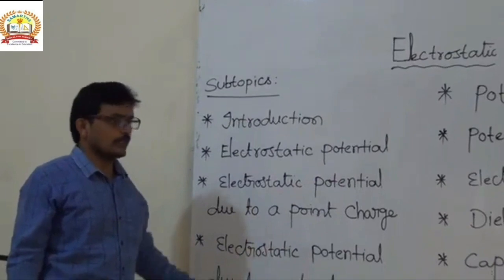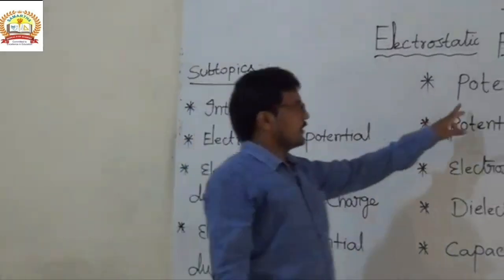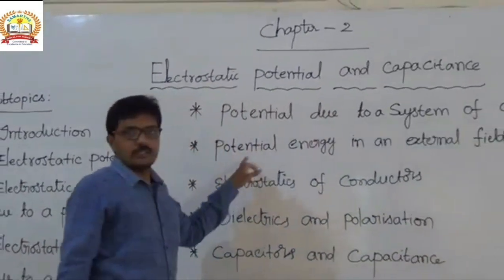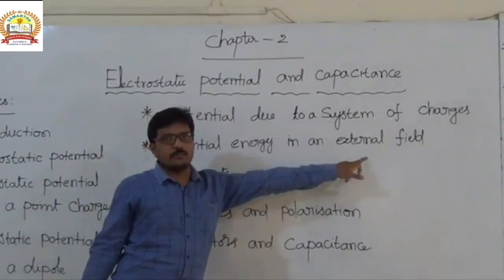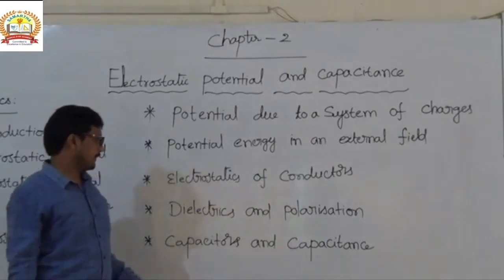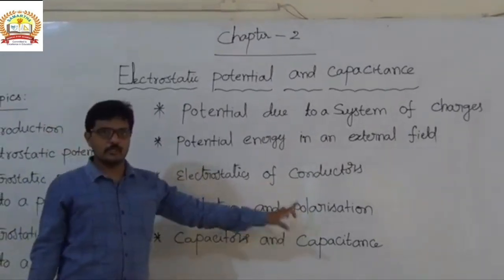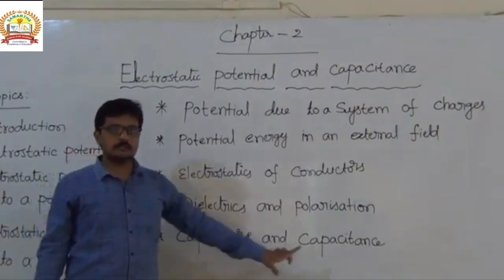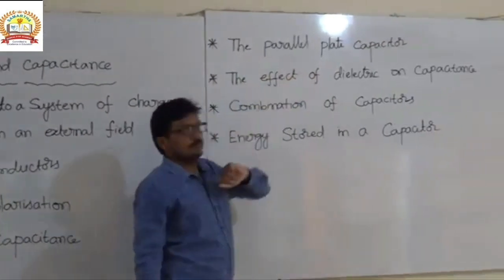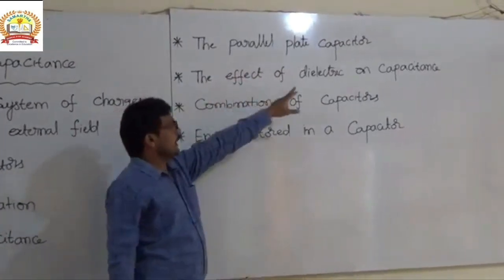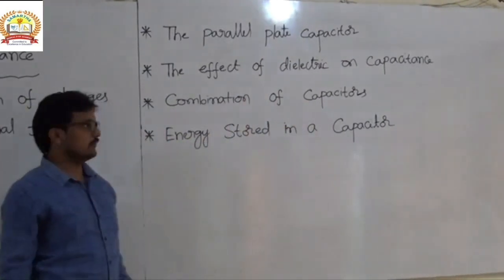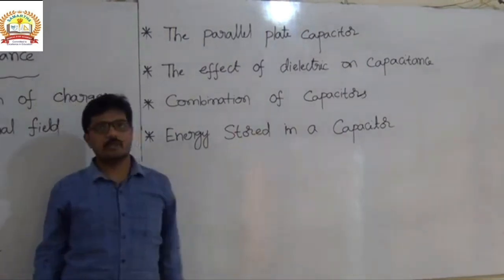electrostatic potential due to a dipole, potential due to a system of charges, potential energy in an external field, electrostatics of conductors, dielectrics and polarization, capacitors and capacitance, the parallel plate capacitor, the effect of dielectric on capacitance, combination of capacitors, energy stored in a capacitor.